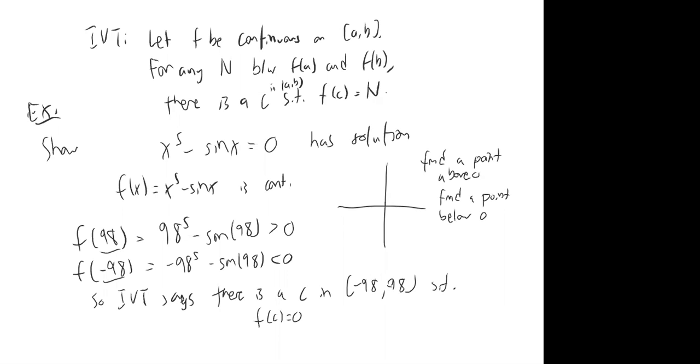So this is really powerful. It basically says there is a root. It doesn't tell you what c is, so you don't know what the root is, but you know there is one. That's what IVT is strong for. It guarantees roots without even telling you what the root is.